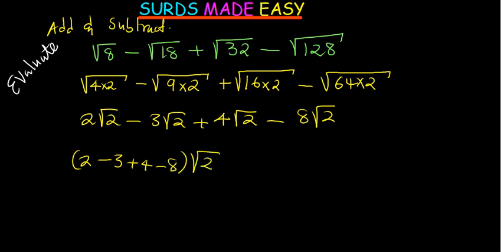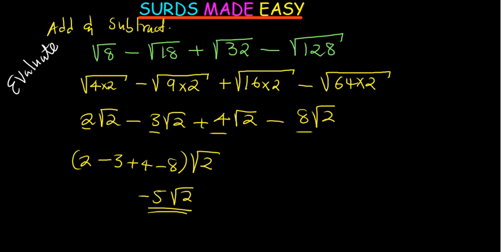What we are getting is this, this, and that. So 2 minus a 3 is a negative 1. Negative 1 plus 4 is a 3. And then 3 minus 8 is a negative 5. So that will be negative 5 root 2 as the answer.